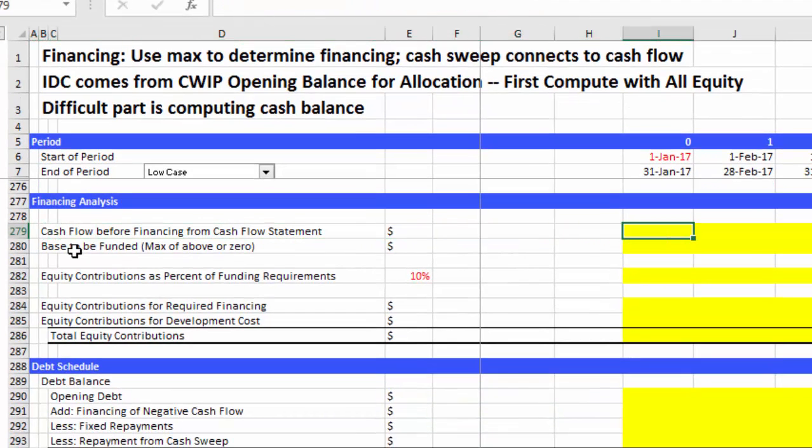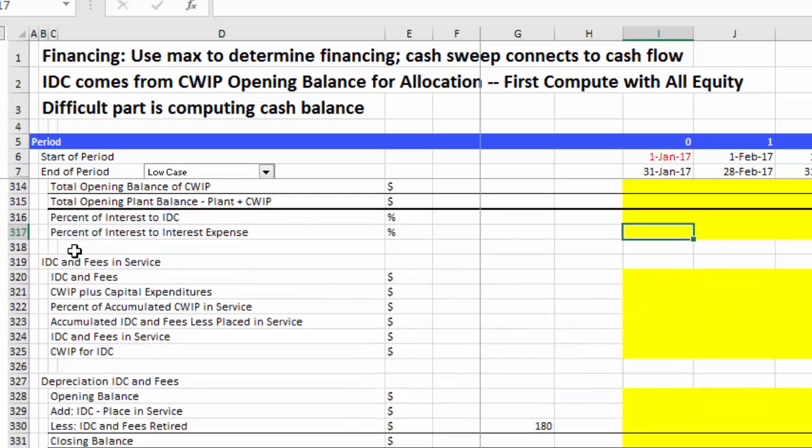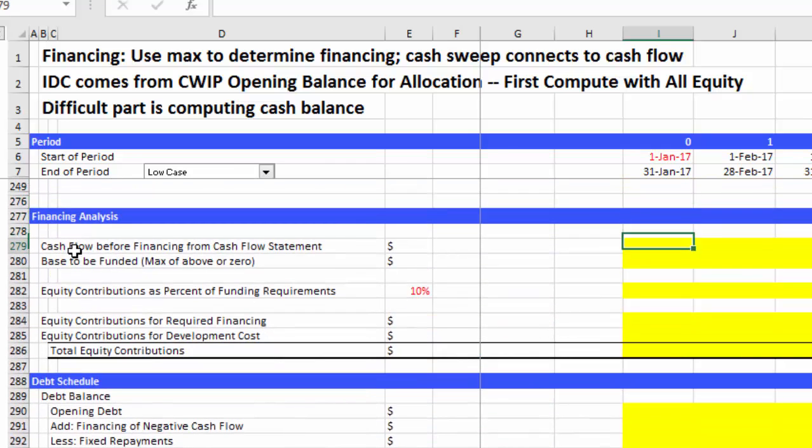It says you have to go downstairs to the cash flow statement. So you start with the financing analysis, maybe I'll call it financing needs, and you go down to the cash flow statement and see how much do I have to get?